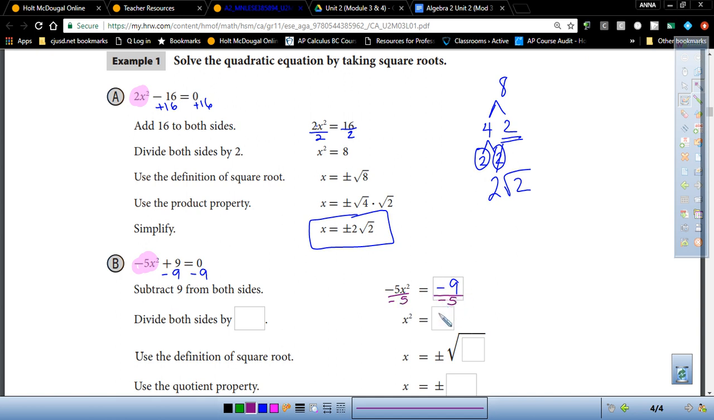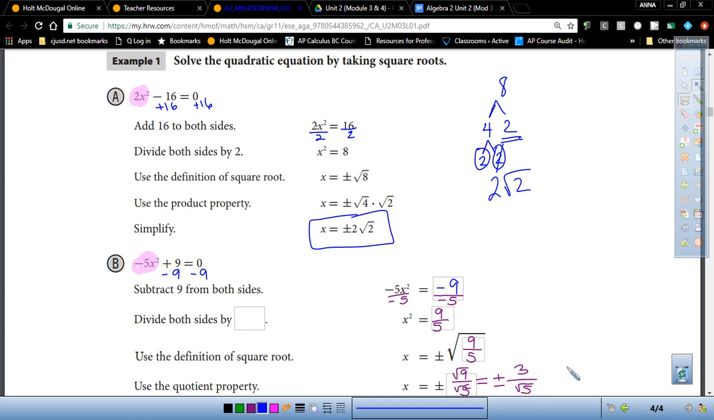A negative over a negative is a positive, and I have positive 9 over 5. I want to apply the square root, so I get the square root of 9 over 5. Well, this breaks apart into the square root of 9 over the square root of 5. But what is the square root of 9? The square root of 9 is 3, over the square root of 5. We are not done with this problem because it is not rationalized.